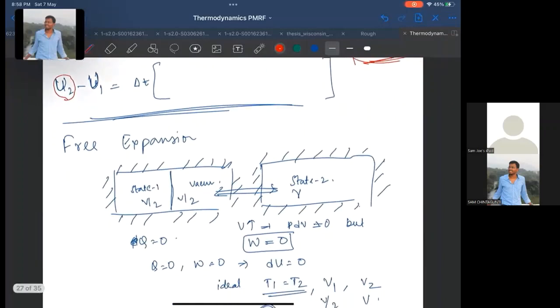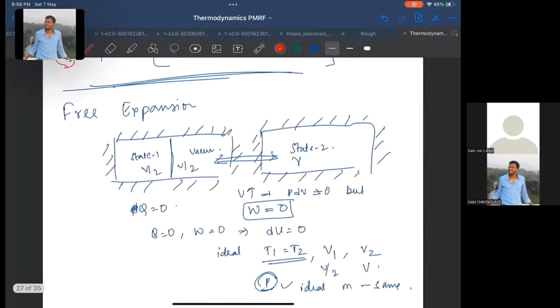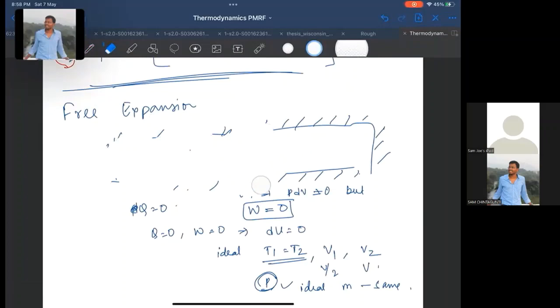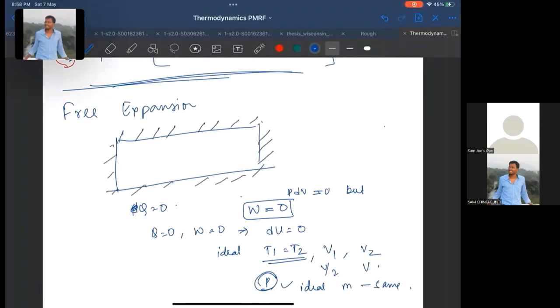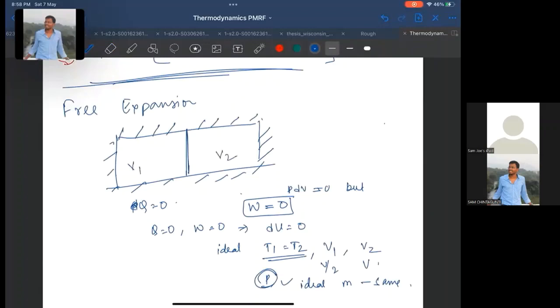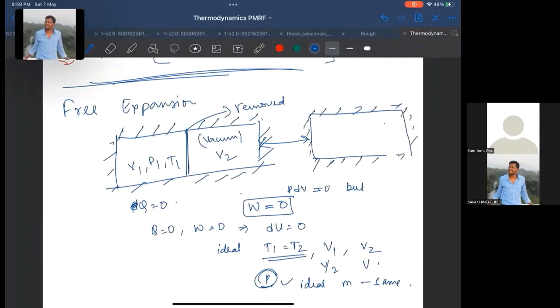Next, one important thing to understand is free expansion. What is free expansion? For example, let me draw it again. Let's say initially there is this system which is properly insulated, so there is no heat loss, and there is a wall separating this into two parts. In one part there is volume V1, pressure P1 and temperature T1, and in the other it is vacuum. And now we are saying that this wall is being removed. So this will go to state 2, which will have volume V1 plus V2 and some pressure P2 and temperature T2.